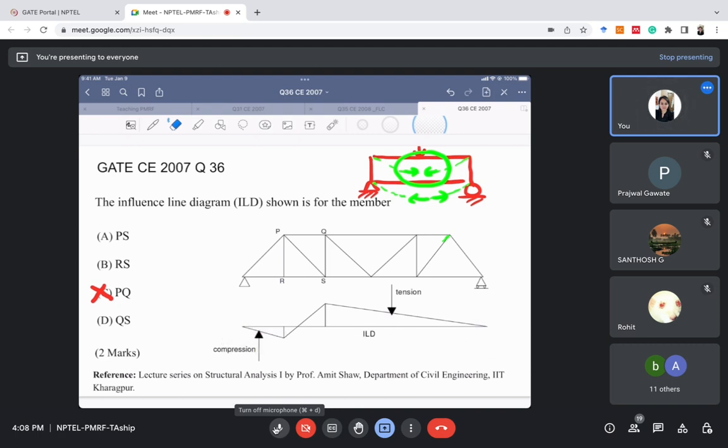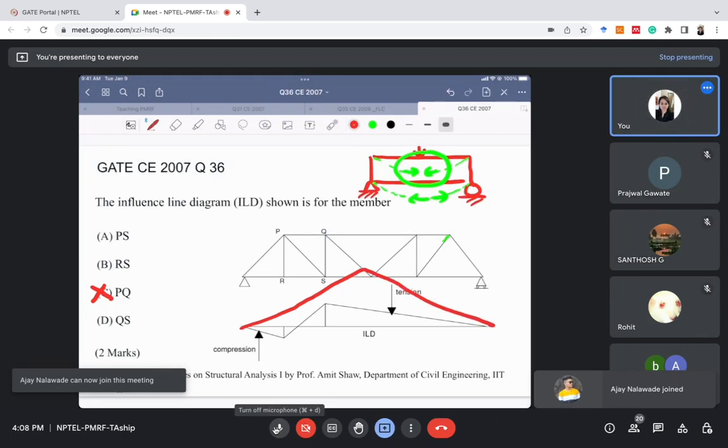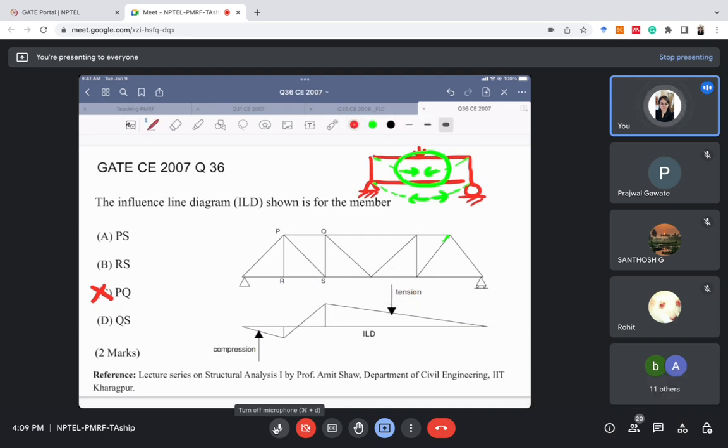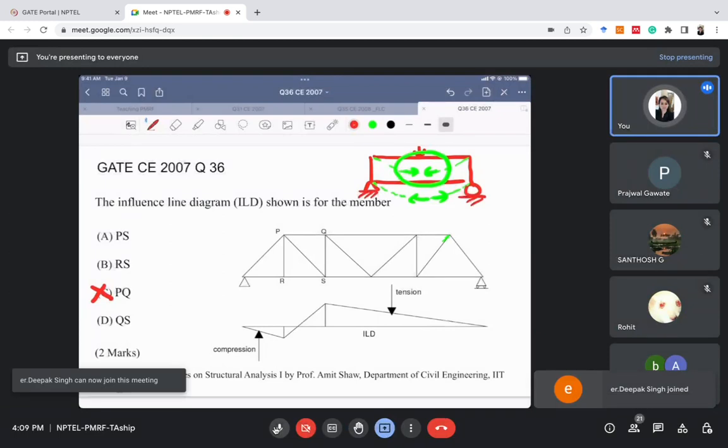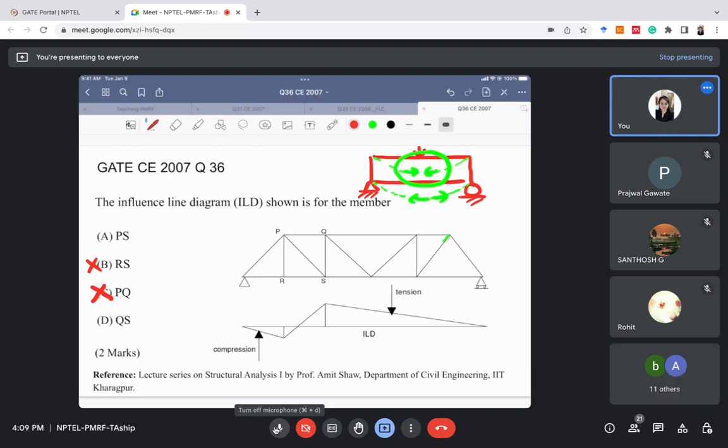Also, this can't be the ILD for member RS, because if that were the ILD for member RS, then it would always be under tension, because RS is a bottom chord member. So it would have a shape something like this. But in this case the ILD is varying. So we have ruled out the wrong options right away: it can't be the ILD for member PQ and it can't be the ILD for member RS. Now two options are left, PS and QS, because this we can't say by simply looking at it.